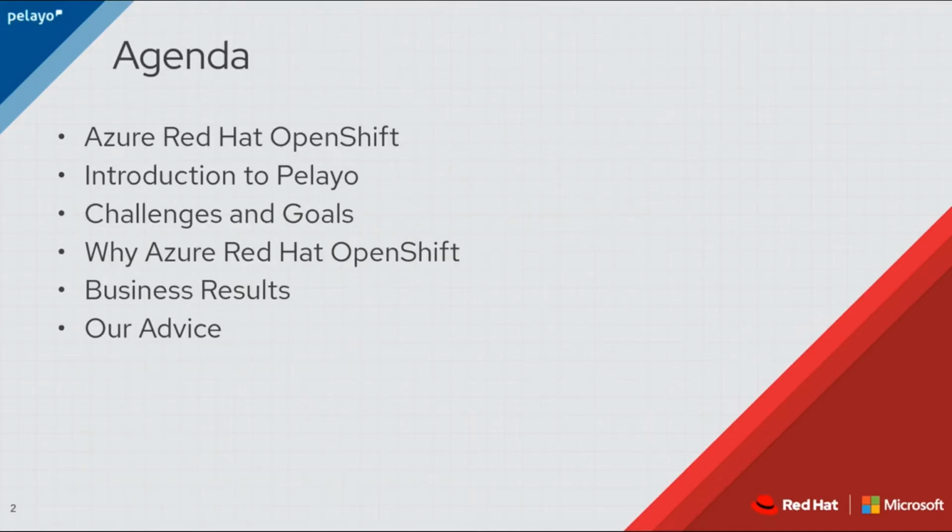On the agenda today, we're going to do a very brief introduction to what is Azure Red Hat OpenShift, the first-party, fully managed service from Microsoft and Red Hat. Then we'll hand over to Oscar, who will introduce Pelayo, talk to you about the company, and tell you about where they are today and where they've come from, and obviously their challenges and goals as well. Oscar's going to tell you why the company chose Azure Red Hat OpenShift, and most importantly, talk about the results and what they've got from deploying the service with their applications today in production. We'll finish off with a bit of advice, and we're very keen to hear your questions and comments in chat, so please do use the interactive features and get in touch. We'd love to hear from you.